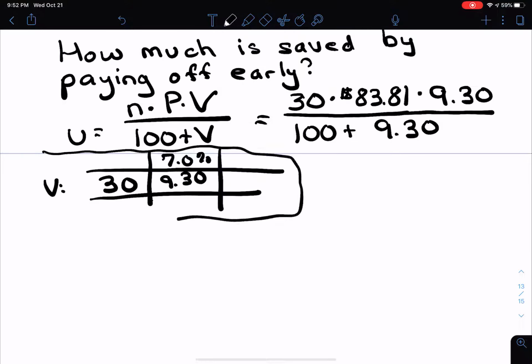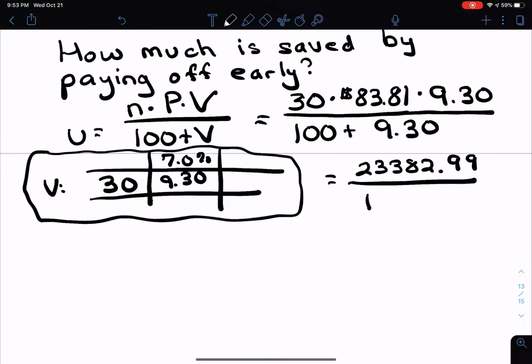That's a little side note there. So we go ahead and work this out. Well, if you multiply on the numerator, remember, get your numerator simplified, get your denominator simplified, and then divide. You get 23,382.99 up top. And you get 109.30 on the bottom. Go ahead and divide.